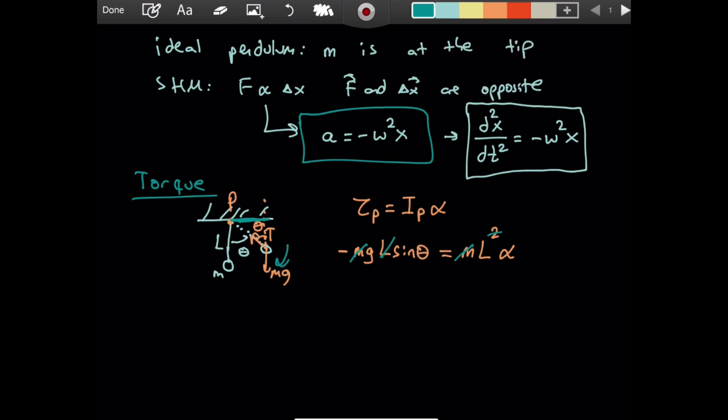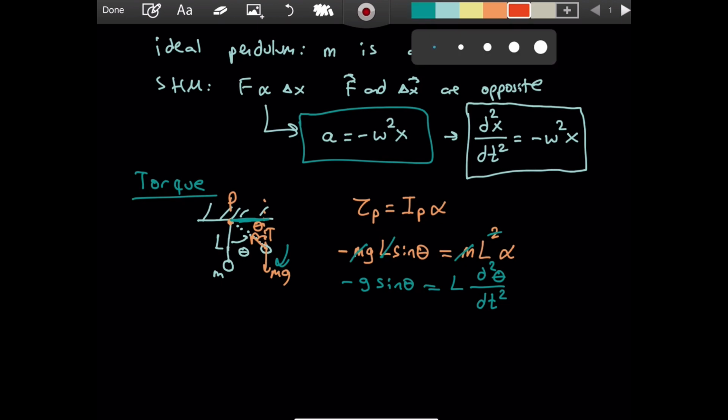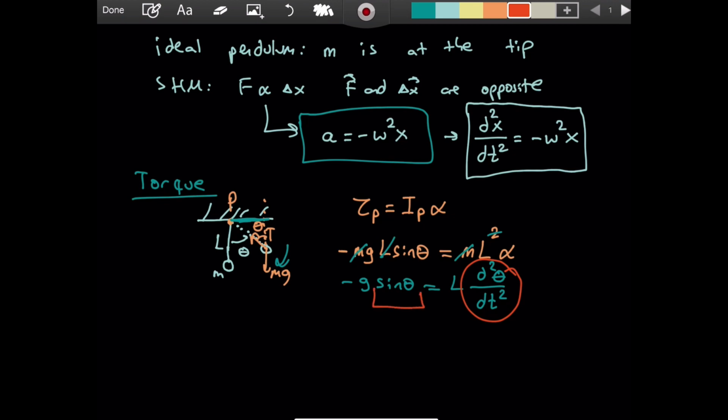Cool. Now let me write the situation. We have negative g sine of theta equaling L. Instead of alpha, I will write the second time derivative of theta, so d squared theta over dt squared. Cool. And I mean, you might be getting excited. You're saying, okay, we have the second time derivative of theta, but we don't have theta here. We have sine of theta. It will be awesome if we had theta. Then we would be done.